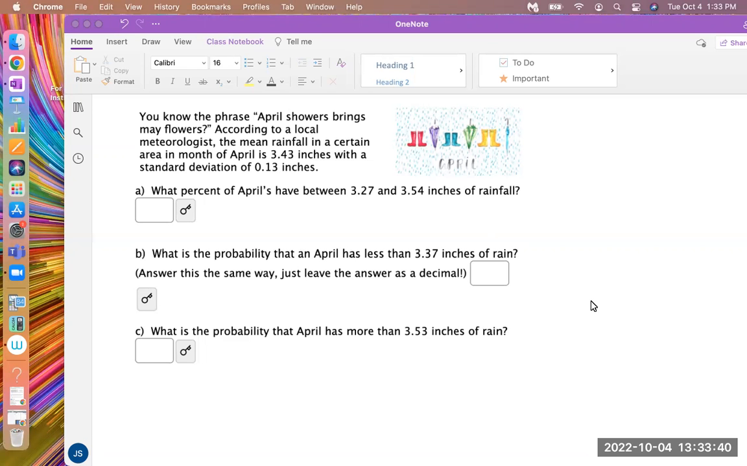You know the phrase, April showers bring May flowers. According to a local meteorologist, the mean rainfall in a certain area in the month of April is 3.43 inches with a standard deviation of 0.13 inches. What percent of Aprils have between 3.27 and 3.54 inches of rainfall?